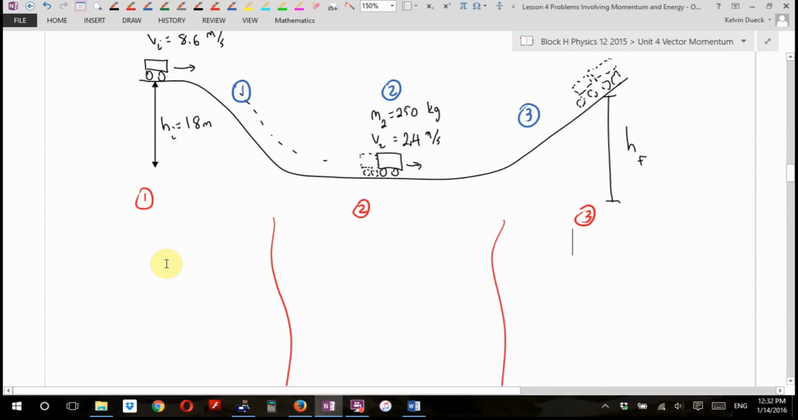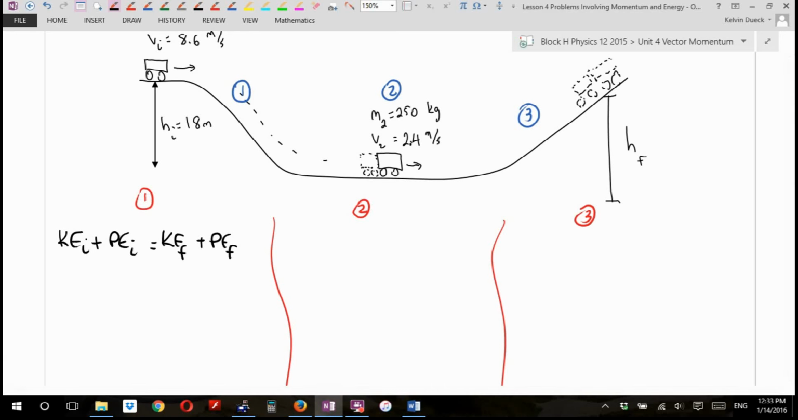All right. Conservation of energy. Are any of these 0? Oh, PEI.